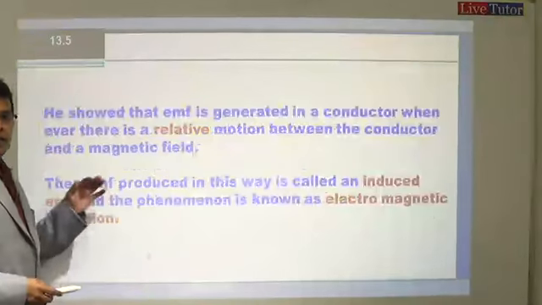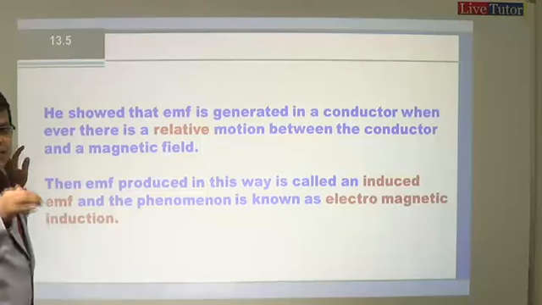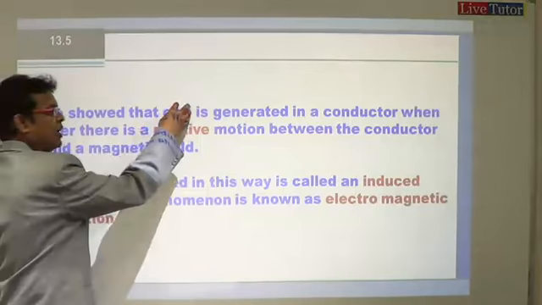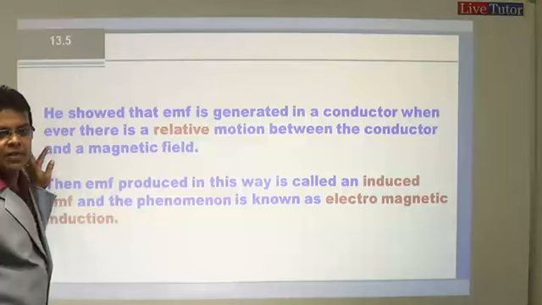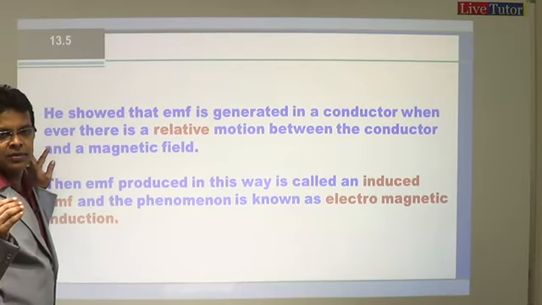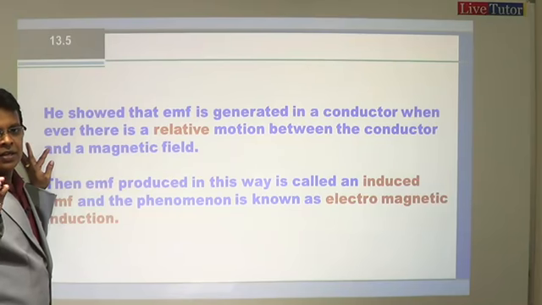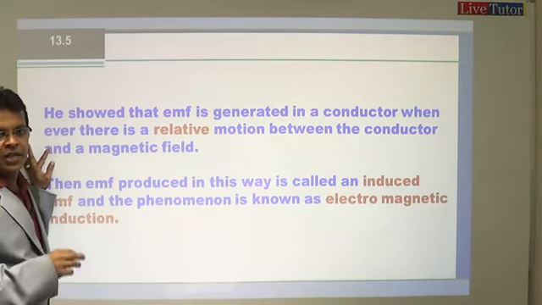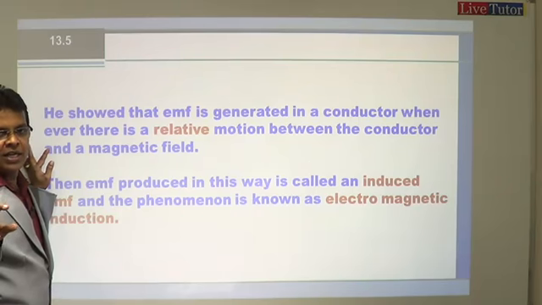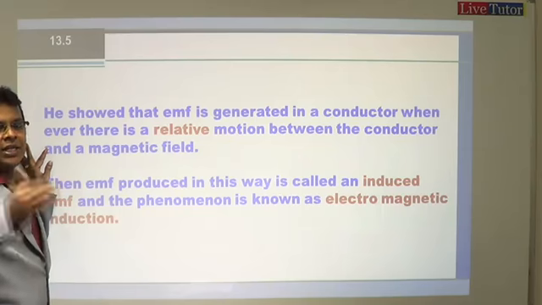Now we call this a relative motion. He showed that this EMF is generated. You know what is EMF? Arun? Electromotive force. And this EMF is generated whenever there is a relative motion between the conductor and the magnetic field.